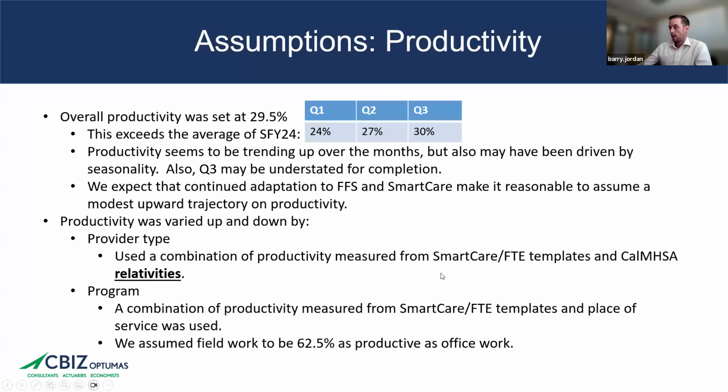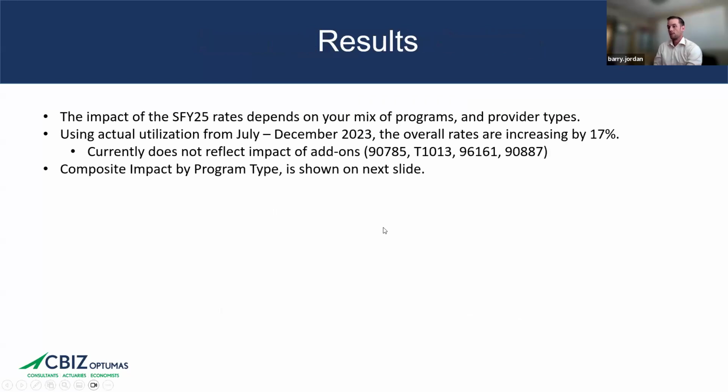So with that, we'll talk briefly about the results of the rate changes based on the buildup that we discussed here. The impact of the fiscal 25 rates will depend on your mix of programs and provider types. Using actual utilization from July through December 2023, the overall rates on average are increasing by around 17%. Note that this doesn't include the impact of any of the add-ons. Those codes are shown here. And then on the next slide, we'll have the composite impact at the program type level.